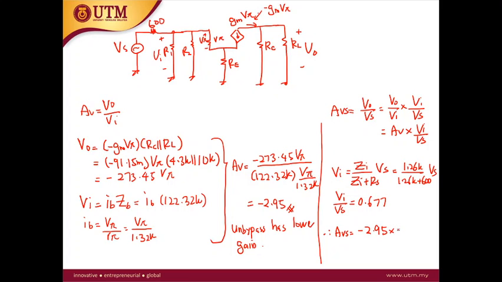So thus your AVS is equal to minus 2.95 times 0.677. So 0.677 times 2.95 is minus 1.997. So this is almost 2. So this is the answer for the AVS.